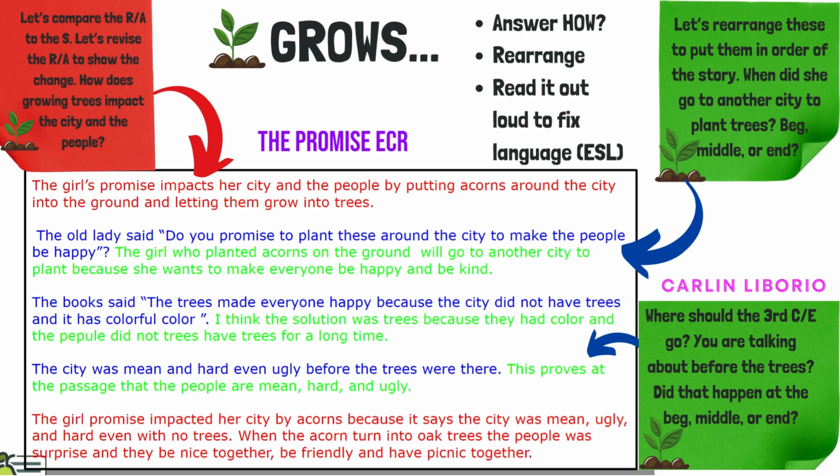So you were talking about before the trees, the city was ugly. Did that happen at the beginning, middle, or the end? Because you have it at the end. And so hopefully the student would say that was at the beginning. So that should be moved to the beginning as one of the first pieces of evidence. It would make more sense.